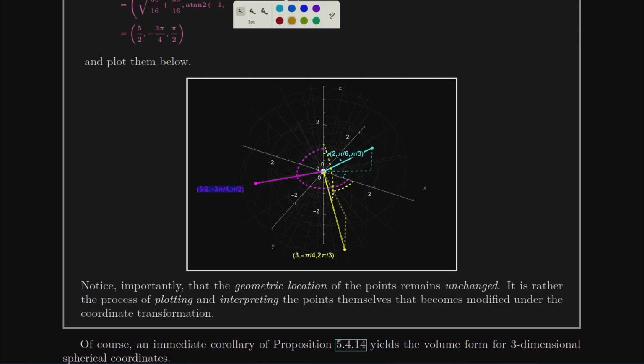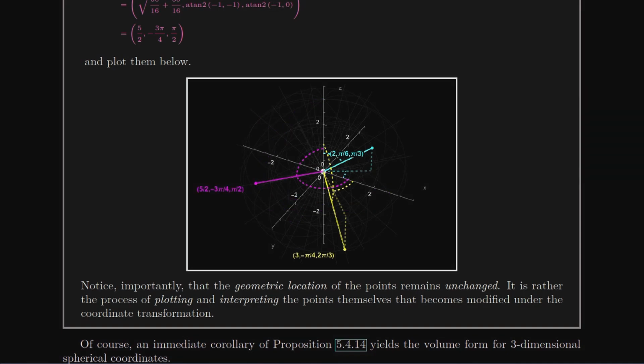And then for my third point over here, 5 halves, negative 3 pi over 4, and pi over 2, what am I doing? Well, I'm going out 5 halves, which takes me out there, and then negative 3 pi over 4 is bringing me all the way around within the xy plane. And then that pi over 2 says, hey, I'm going to start on this z-axis and move down by pi over 2, which is a quarter turn, right? So this is a pi over 2 away from the positive z-axis, and that's how we get to the point at the end there.